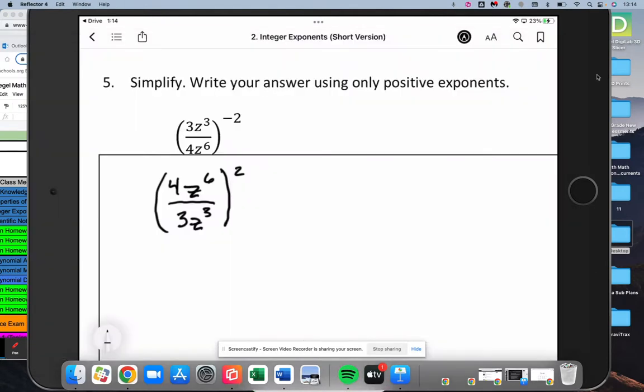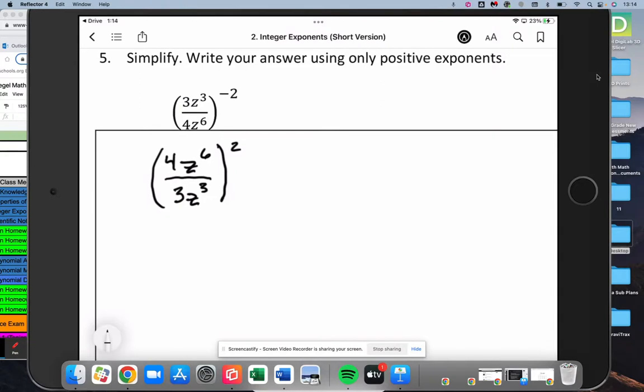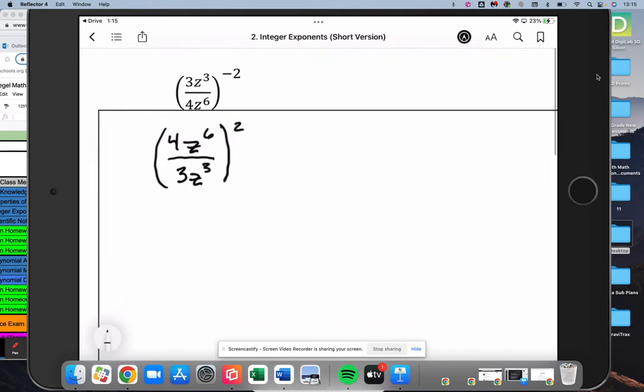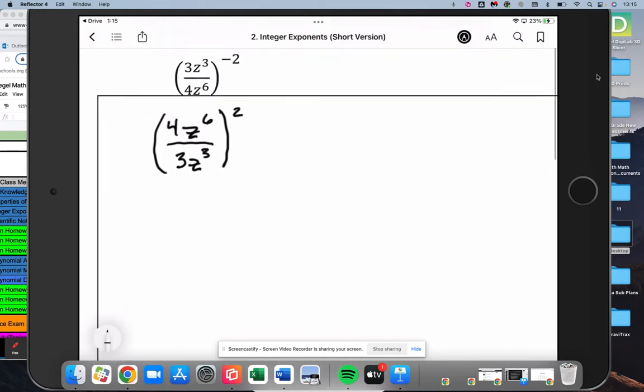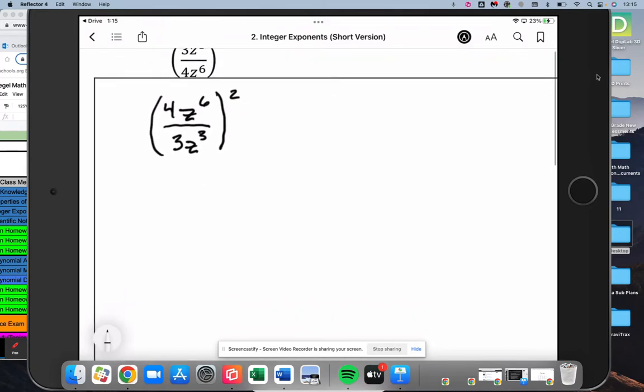Okay, good. So as I mentioned, if you have a negative exponent outside the fraction, all you need to do is take the reciprocal of the fraction inside the parentheses, change the exponent to be positive, and life is good. So now, as we have in the past, what I'm going to do is separate this out, 4z to the 6th over 3z to the 3rd. I could cancel these z's right now. I'm just going to wait until I'm finished to do that.